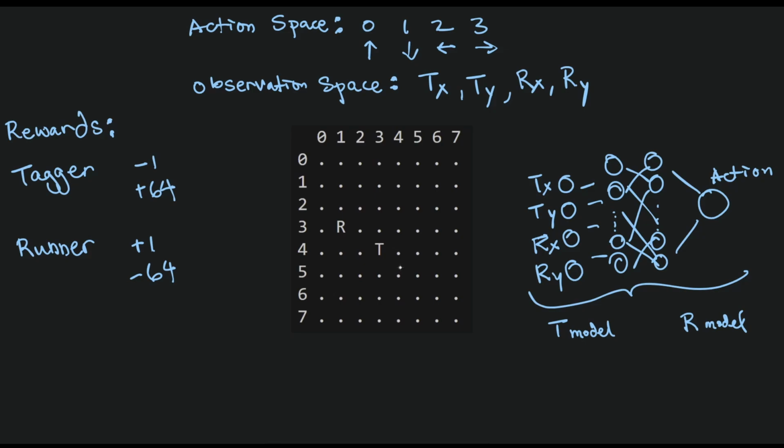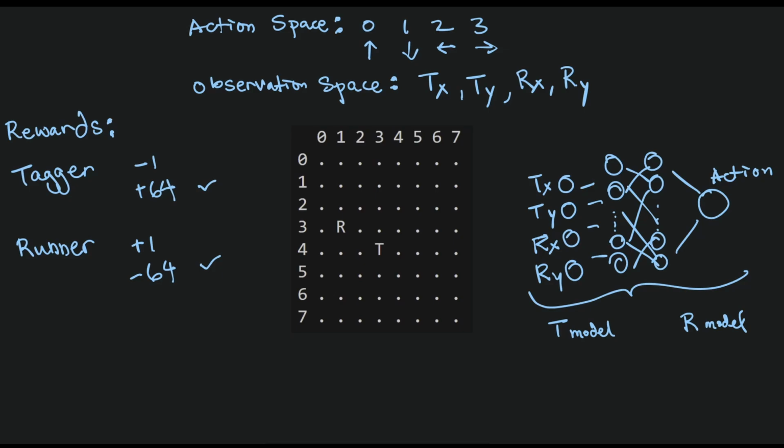When we first start training, we're going to drop the tagger and runner onto the grid. They don't know what to do yet. They don't know what the objectives are. So they're just going to move around randomly. Now, naturally, the tagger is going to be at a disadvantage because it's easier for the runner to reach the limit of 64 and get the big reward. Much easier than the tagger, because the tagger needs to randomly catch the runner in order to get its big reward.